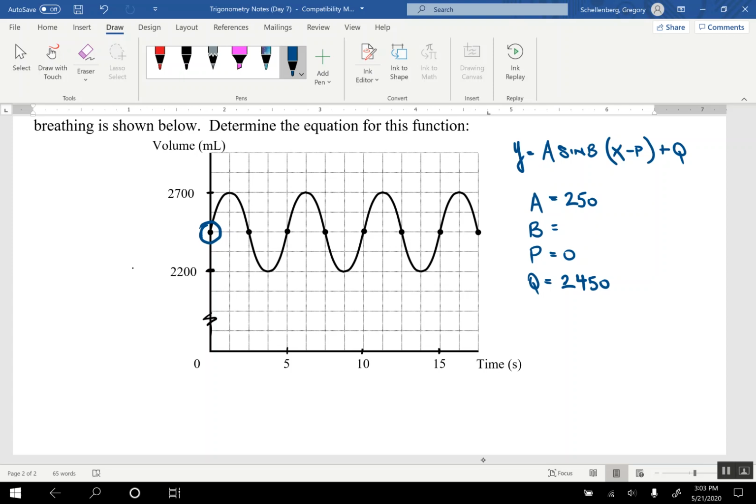Okay, and so that's going to be related to our period. And let's see here, this is one period here. 1, 2, 3, 4 boxes. And if we look at our horizontal scale at the bottom, 4 boxes represents 5 seconds. Okay, so our period is 5 seconds. Our b value is going to be 2 pi over 5.